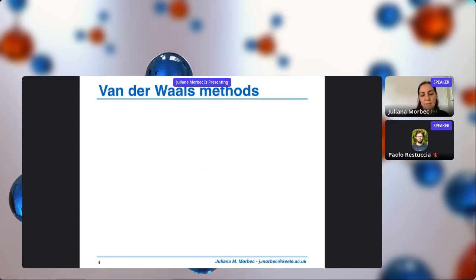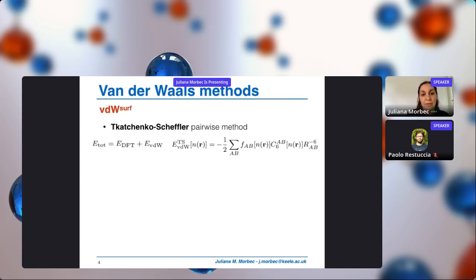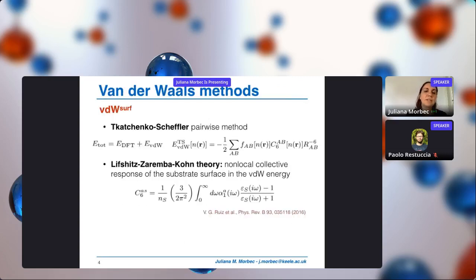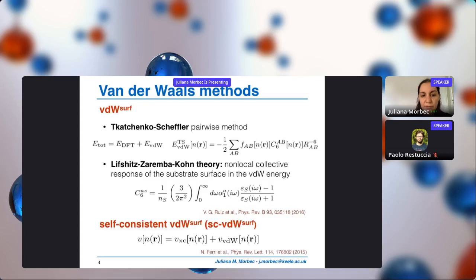Here I mentioned that we use what I call the Van der Waals surface method. This Van der Waals surface method is a pairwise Van der Waals method, so you just work with two elements, but you consider the dielectric function of the surface. You consider the difference of the atom as in the bulk system or as in the surface system. And so here we include the dielectric function of the surface.